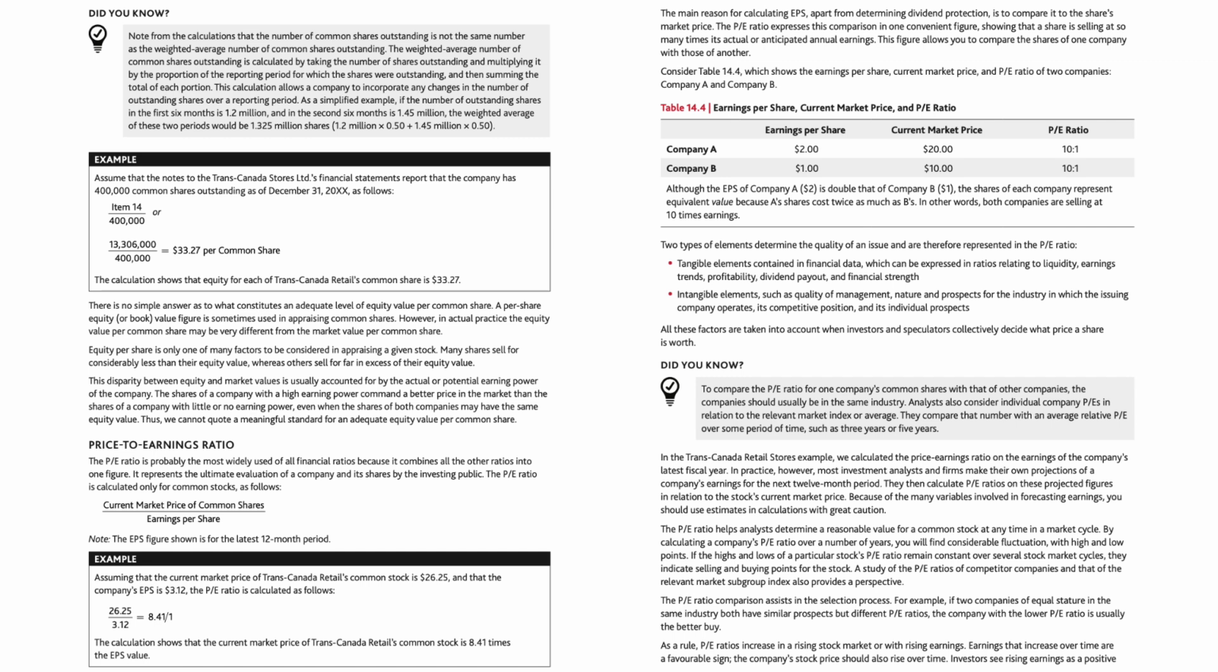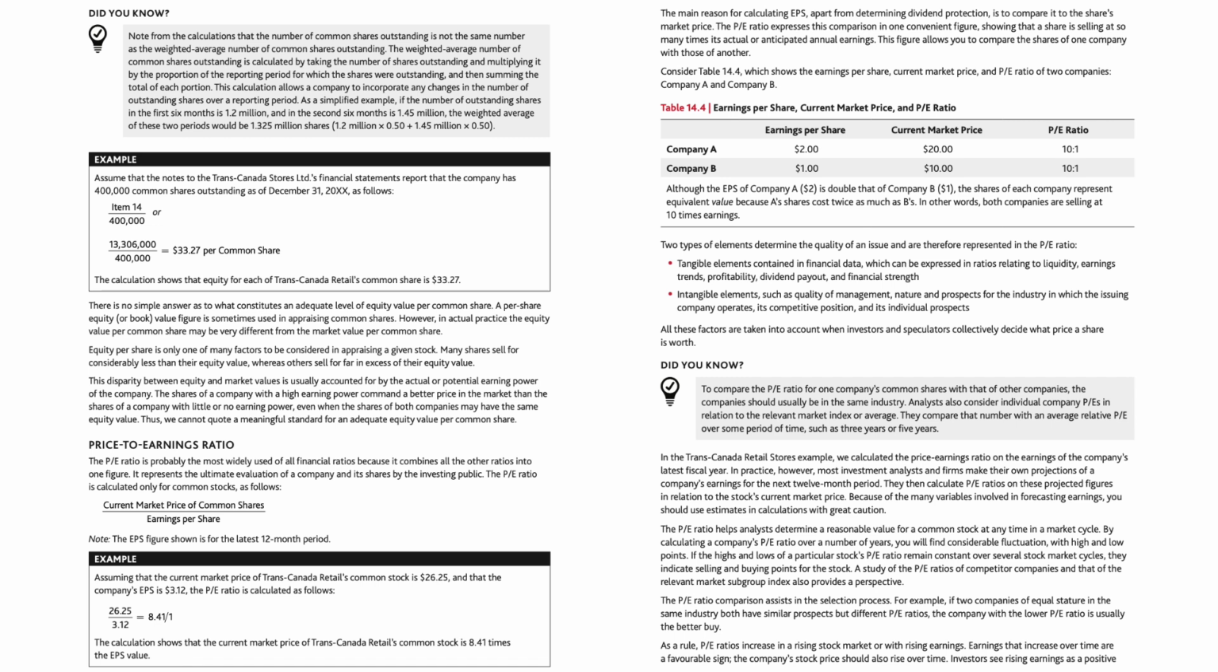By calculating a company's P/E ratio over a number of years, you will find considerable fluctuation with high and low points. If the highs and lows of a particular stock's P/E ratio remain constant over several stock market cycles, they indicate selling and buying points for the stock. A study of the P/E ratios of competitor companies and that of the relevant market subgroup index also provides a perspective. The P/E ratio comparison assists in the selection process.